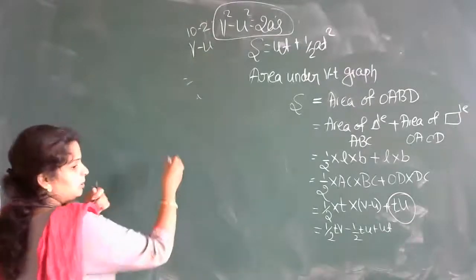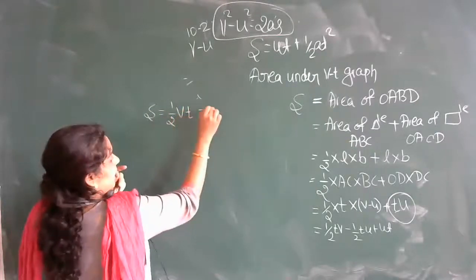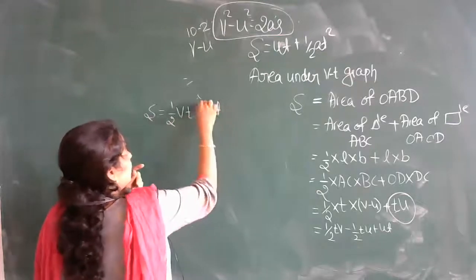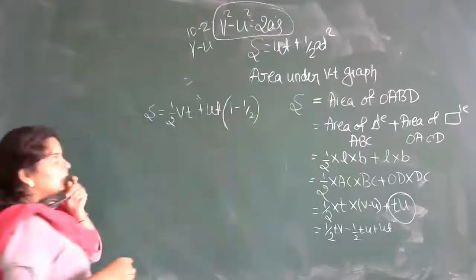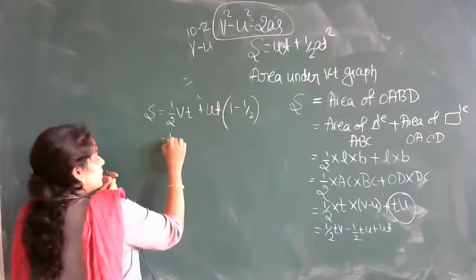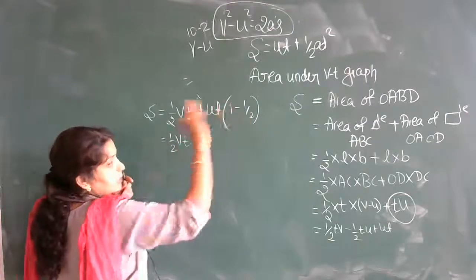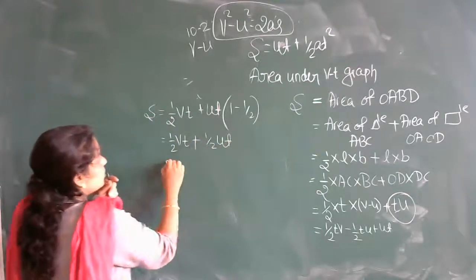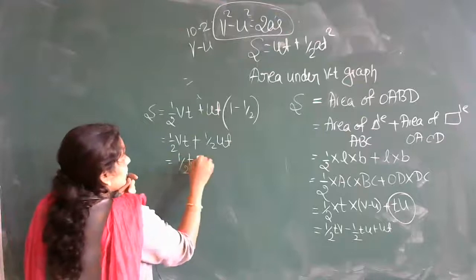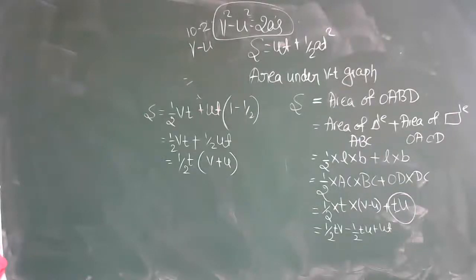So here I'll just write s is equal to half vt plus, I'll take ut common, 1 minus 1 divided by 2. You get this. Simplify this one. 1 divided by 2 vt plus 1 minus half. When half is taken from one, how much is left? Only half is left. That is 1 by 2 ut. What is common again? Half t is common. In the bracket you are left with v minus u.